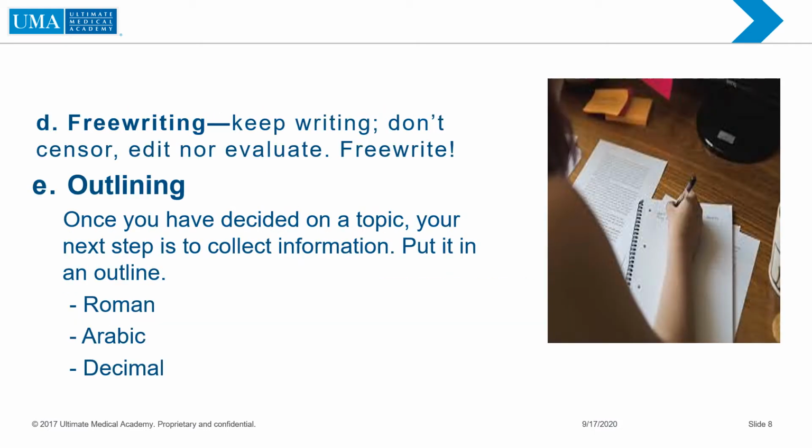Now we have free writing and outlining. For free writing, we're going to keep writing. Don't censor, edit, nor evaluate. Free write. Outlining: once you have decided on the topic, your next step is to collect the information and put it into an outline. Roman, Arabic, or decimal.